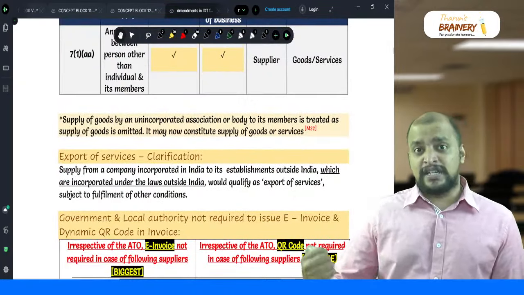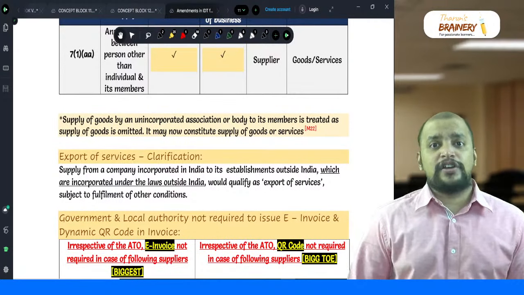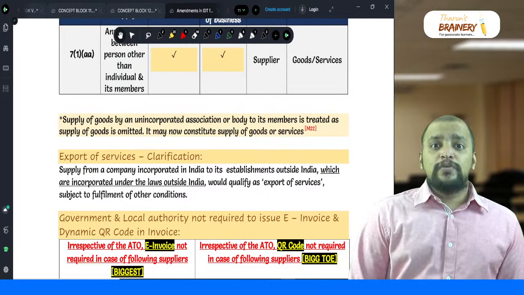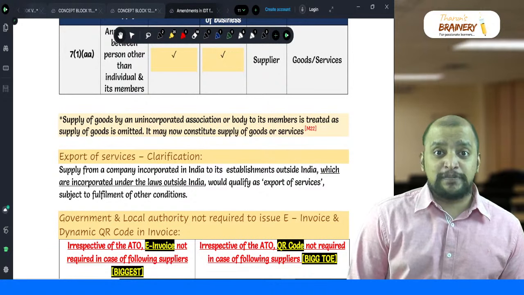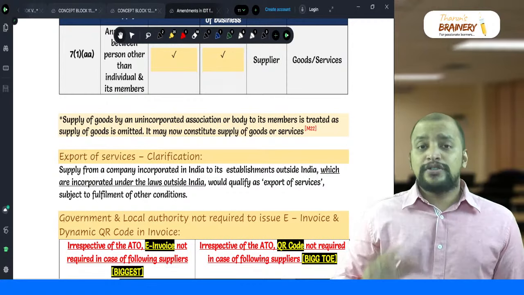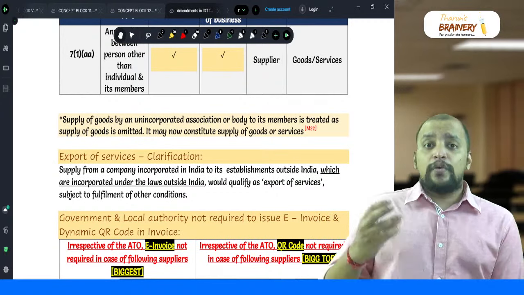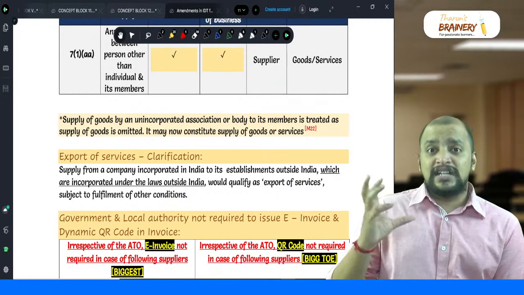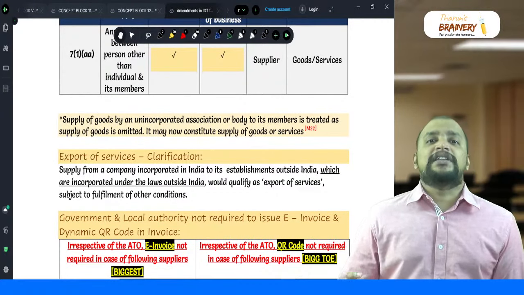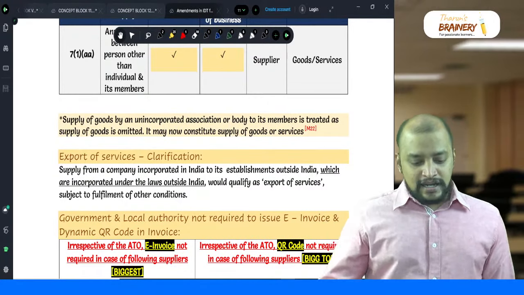Because of this, previously, supply of goods by an unincorporated association or body to its members was treated as supply of goods as per section 7(1)(a). That got omitted. Why? Because first this activity is a supply, and depending upon the transactions, see the facts of the case and determine whether it is supply of goods or supply of service. Okay.